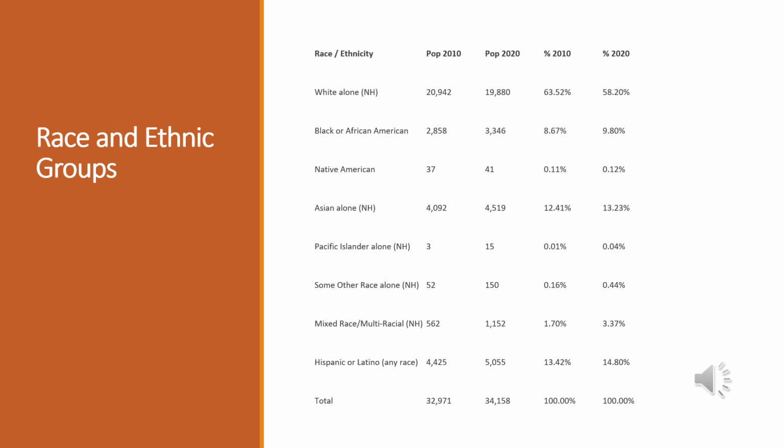9.8%. If we look at the Asians, they've gone from 12.41% in 2010 up to 13.23% in 2020. And Hispanics have gone from 13.42% in 2010 up to 14.8% in 2020. So as before, to do an analysis for community diagnosis, you need some kind of reference. And what you can see is that Woodridge is becoming more diverse.